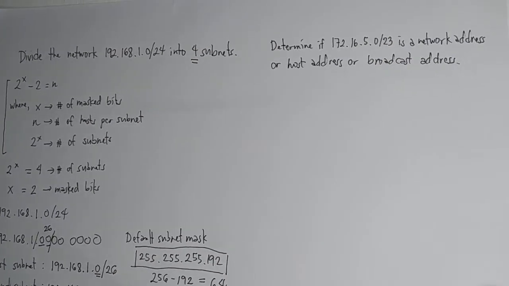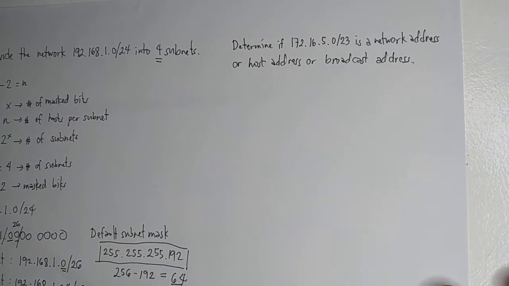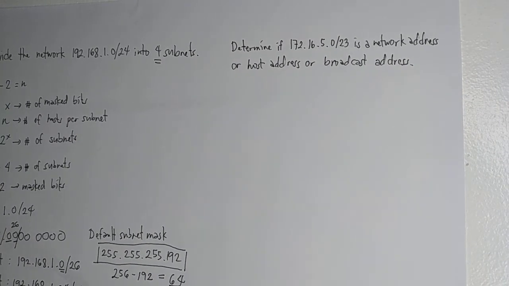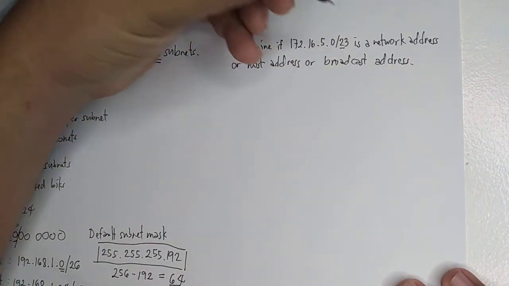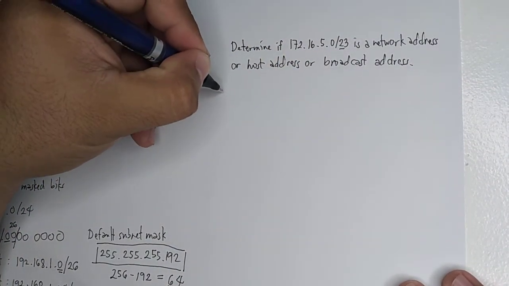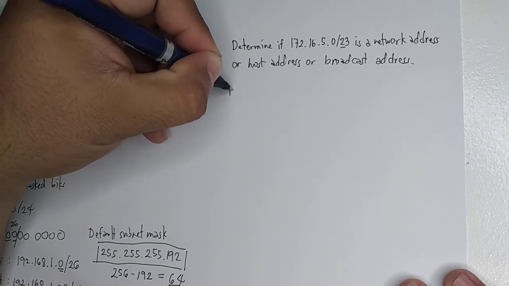Now, we have a problem here. We are to determine if 172.16.5.0/23 is a network address, a host address, or a broadcast address. So going back to our classless inter-domain routing values, this /23 here has a default subnet mask.